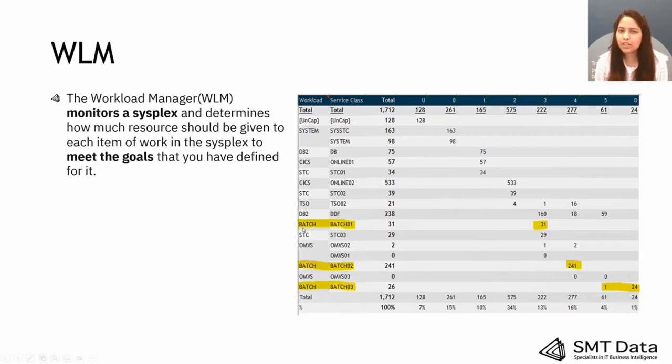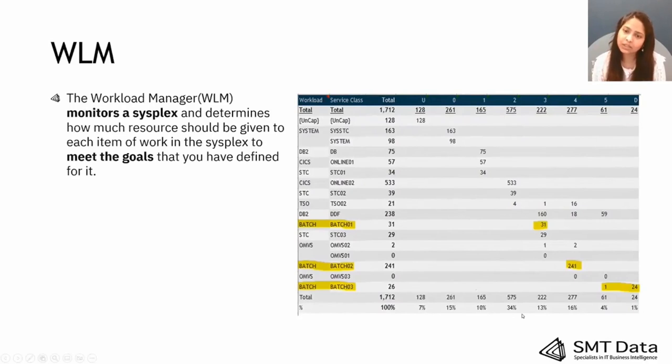Batch I have highlighted in yellow, and here are batch 01, batch 02, batch 03. The batch workload is divided into 3 different service classes. Batch 01 is in importance 3, batch 02 is in importance 4, and batch 03 is in importance 5. You can see the different percentage of the group. All the different importances have a different percentage.